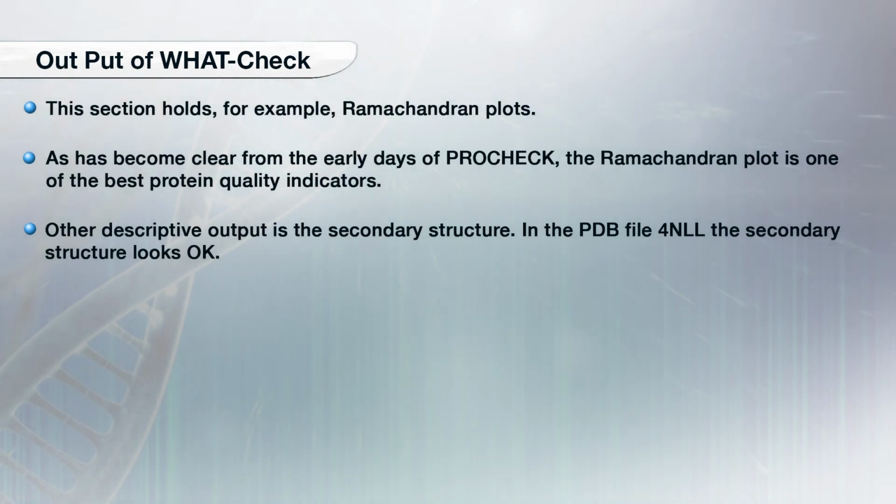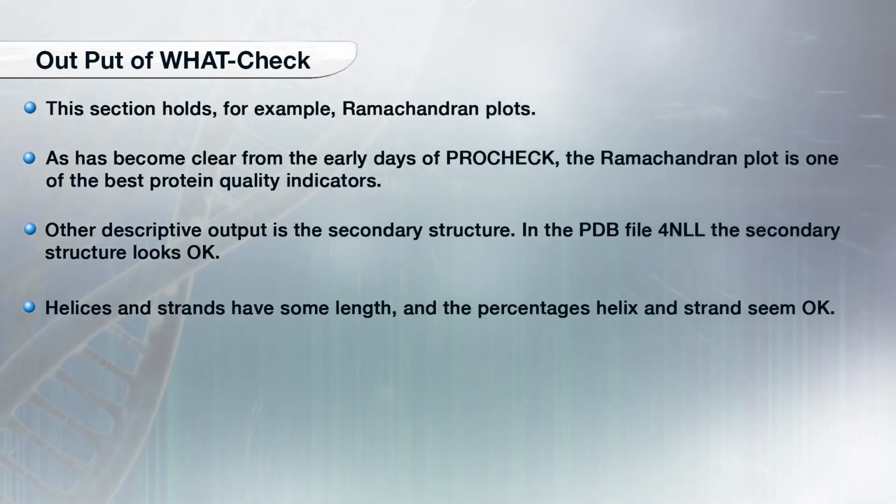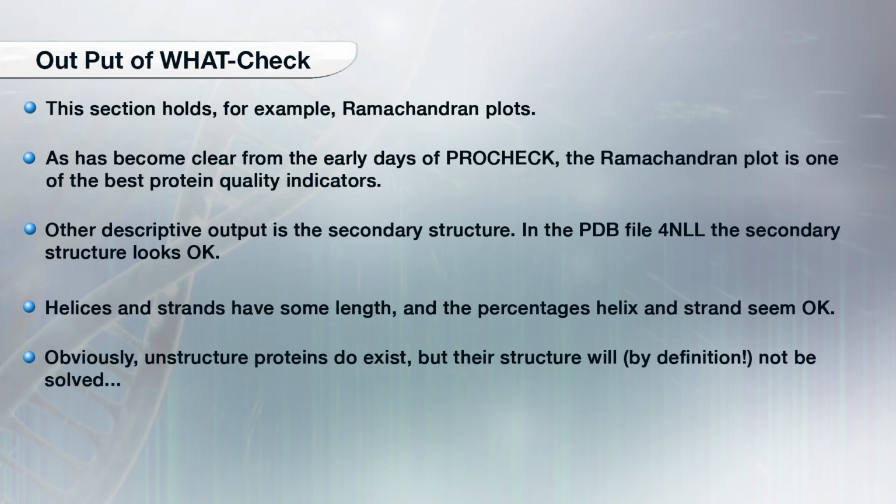Other descriptive output is in the secondary structure, which may be in the PDB file, such as 4NL, which is a PDB code. The secondary structure looks okay, like helix and strand have the same length, and the percentage of helix and strand seems okay. Obviously, unstructured proteins do exist, but their structure by definition will need to be solved. So, these portions can be seen in section 3.